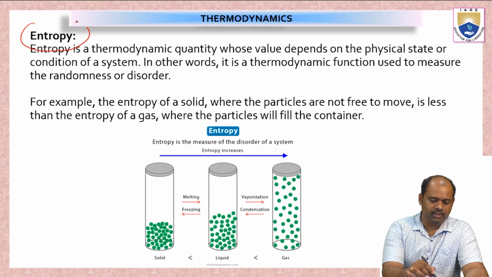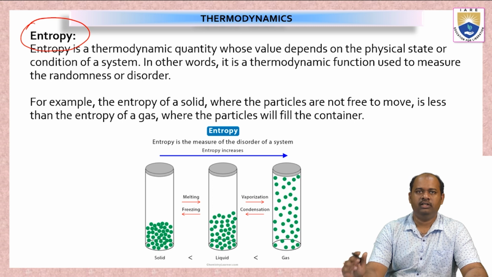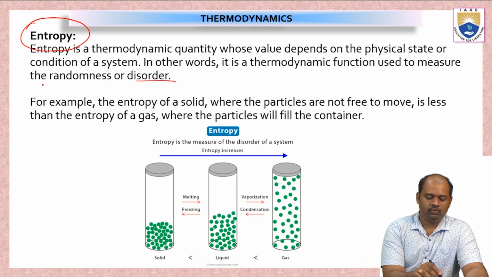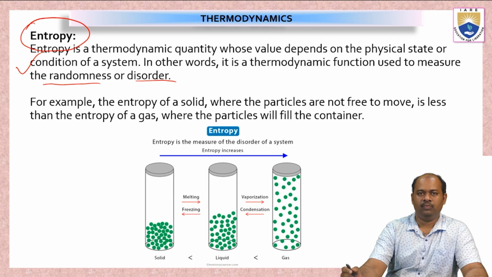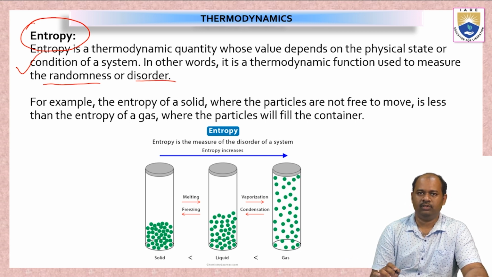So this is entropy. We'll see the basic definition of entropy. Entropy is a thermodynamic quantity whose value depends on the physical state. So entropy is a thermodynamic quantity. It depends on the physical state or condition of a system. In other words, it is a thermodynamic function used to measure the randomness or disorder. So this is the basic definition for entropy, which is very ambiguous. So we'll try to understand it in simple words.